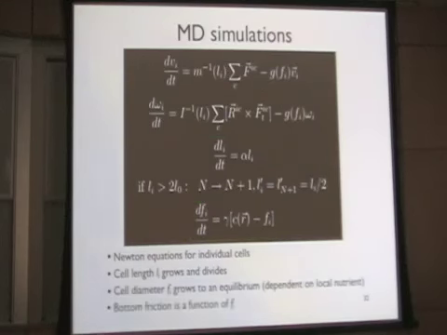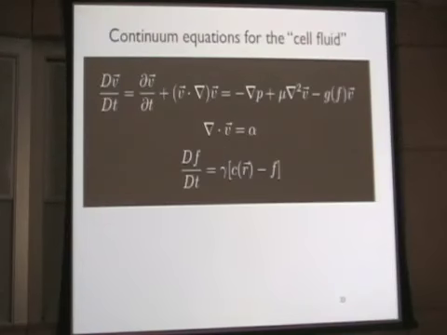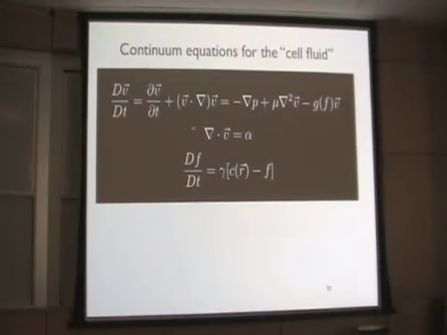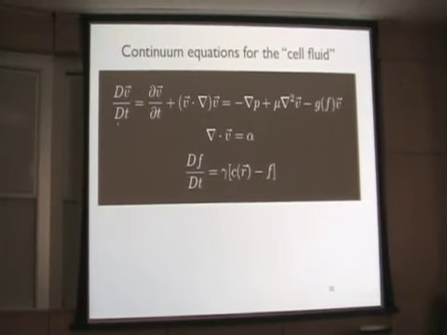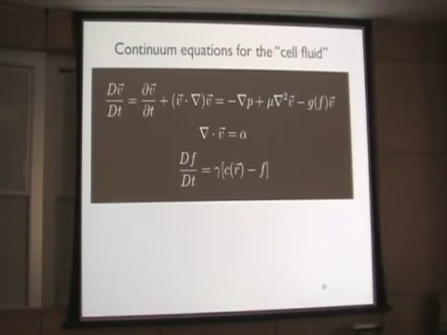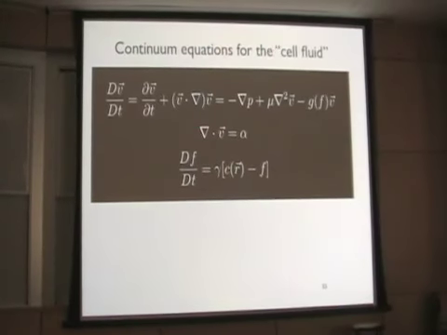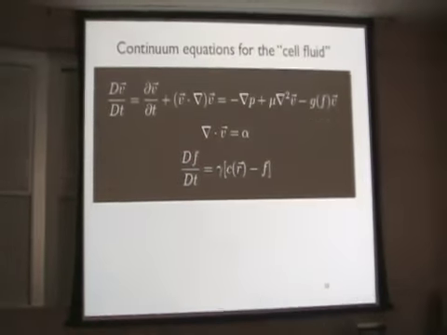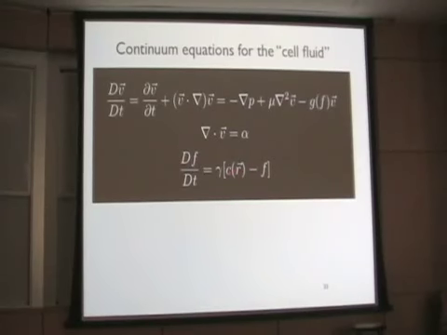Okay. So you can simulate this, or you can simulate continuum equations and do some analysis. And that's what we did. That's the continuum version of those equations. You have fluid dynamics, and here, for the time being, we forget about the orientation of the cells and assume that the cells are spherical. Normal fluid dynamics, and there is, again, divergence of V equals alpha. We assume incompressibility, and there is another equation for F, this cell diameter, as a function of distance.